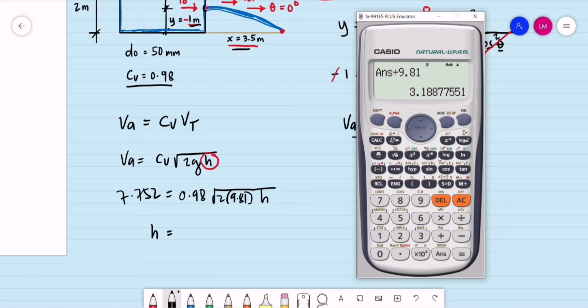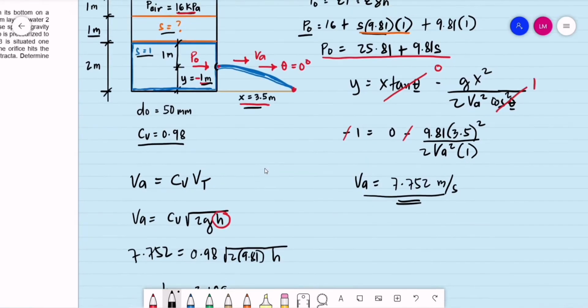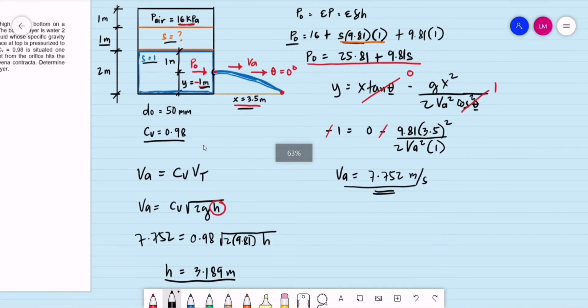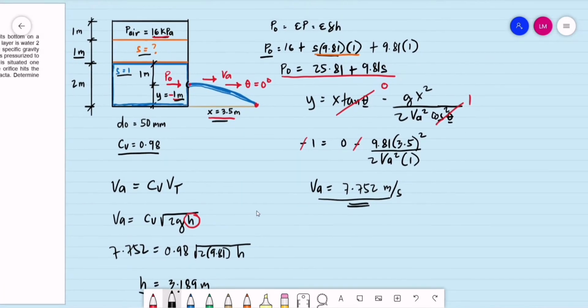That is 3.189. Sabihin na lang natin 3.189 meters. This is the total energy head that causes this actual velocity na nagbibigay ng ganitong displacement. Kung i-recall nyo sa hydraulics lab, ginagawa nyo ito. Okay, so after natin makuha yung H, ano nang susunod dyan?